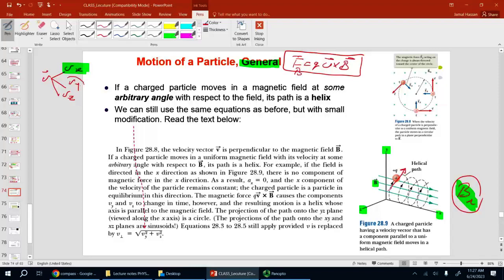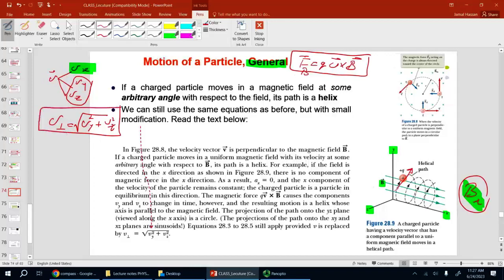But remember, you have these two components perpendicular to the x-axis. So their addition, we call it the perpendicular component of velocity. Let's call it V perpendicular, is equal to the square root of Vy squared plus Vz squared, right? Now, this value is perpendicular to the magnetic field. So because it's perpendicular, a maximum force will be applied on this.